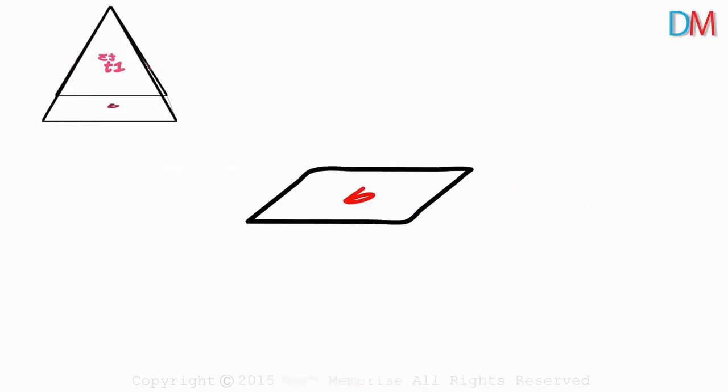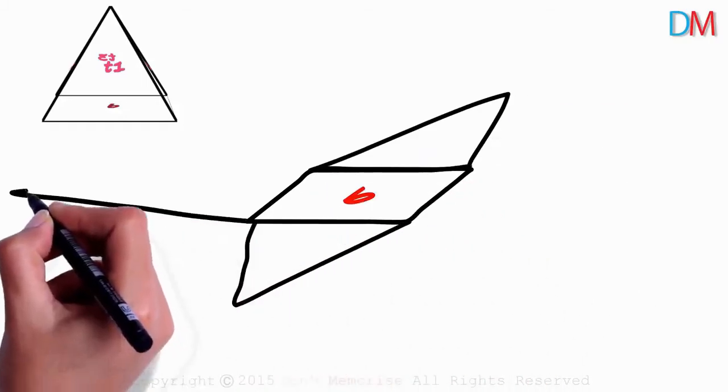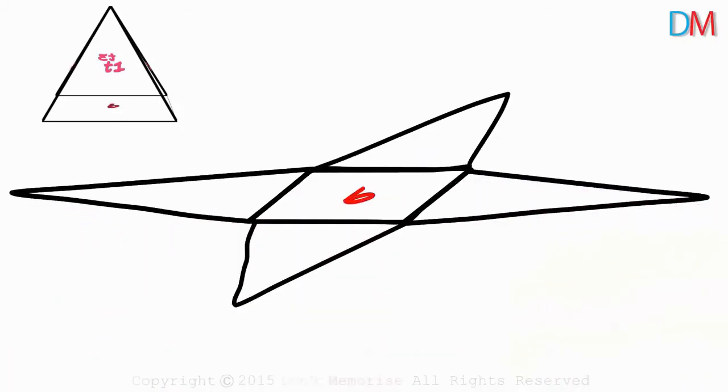And now it's pretty simple. There is a triangle attached to each side of the base. Opening up the 4 triangles along the sides of the base will give us this. 4 triangles attached to each edge of the square. This is the net of a square pyramid.